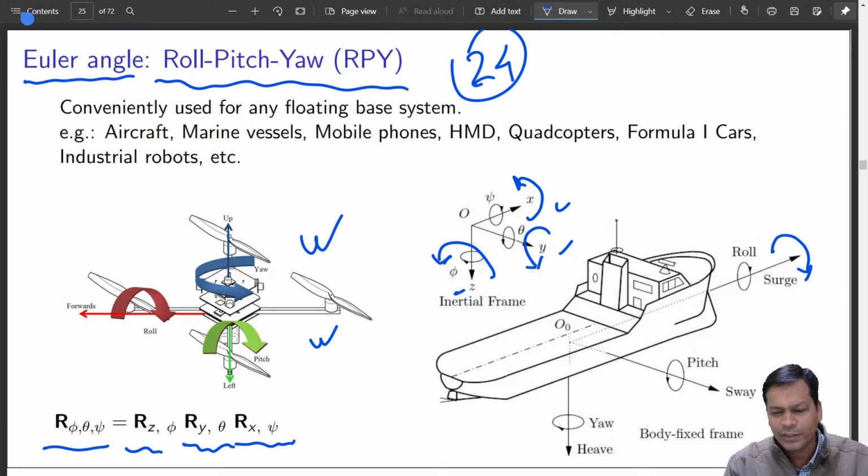So this is rolling. Pitching is doing this motion, forward and backward. So about this axis you can do pitching, and yawing, right?